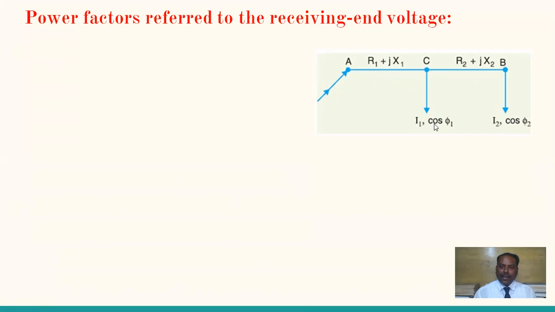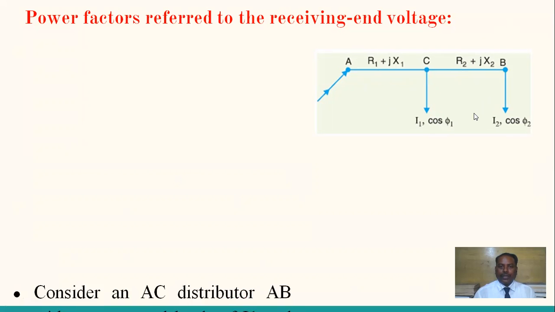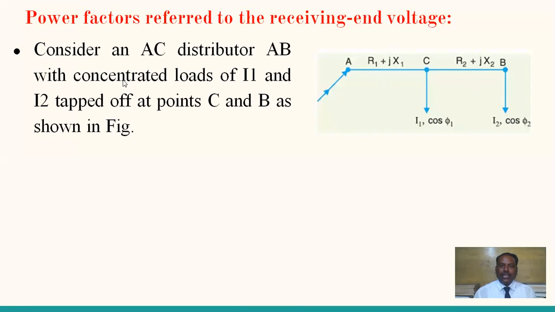For this distributor, how is the voltage drop to be calculated with respect to the receiving end voltage? Consider an AC distributor AB with concentrated loads. Concentrated loads, in the sense that this load current is different from the other load current. So consider an AC distributor AB with concentrated loads of I1 and I2 tapped off at points C and B as shown in the figure. Clear? Okay.